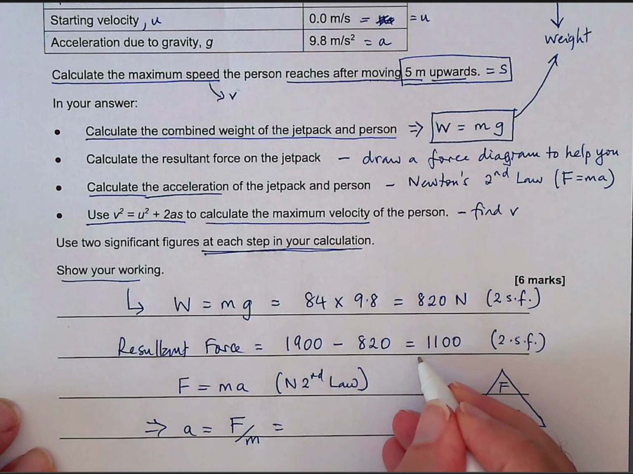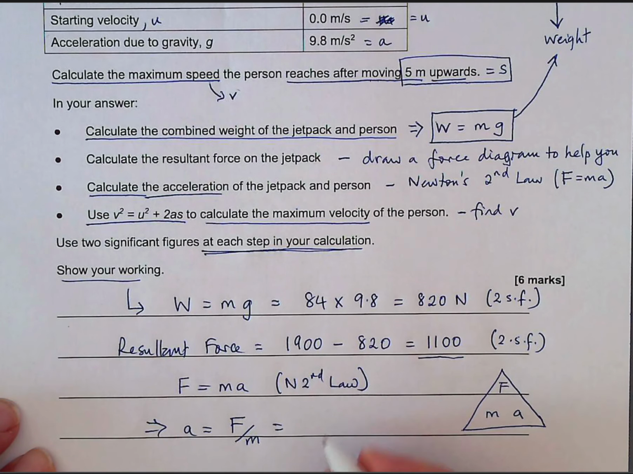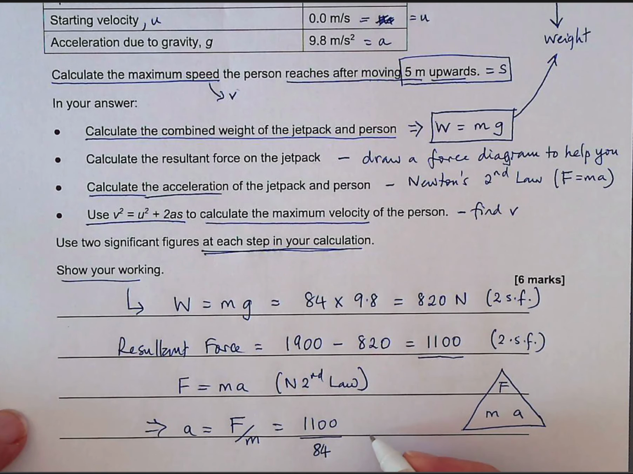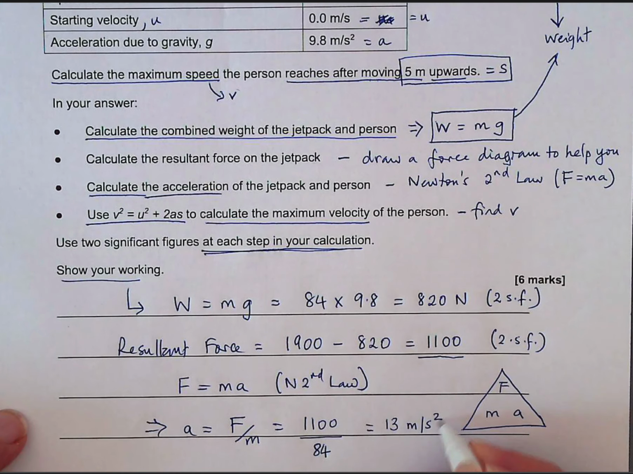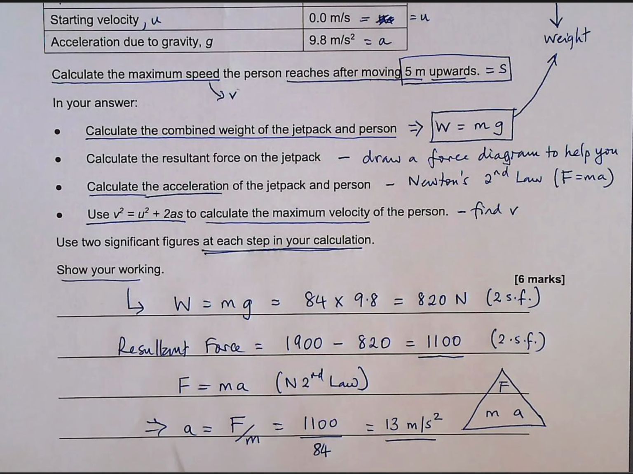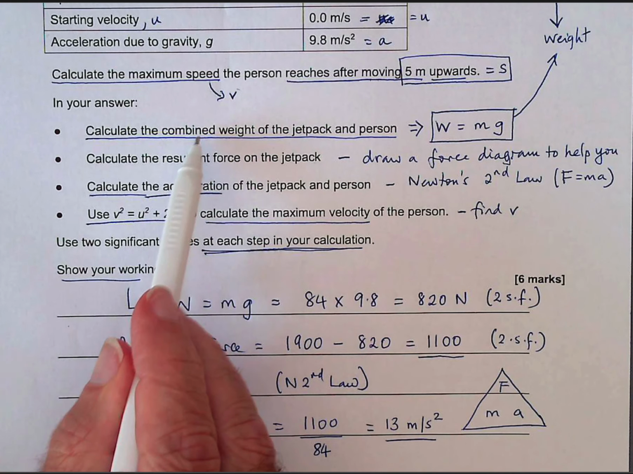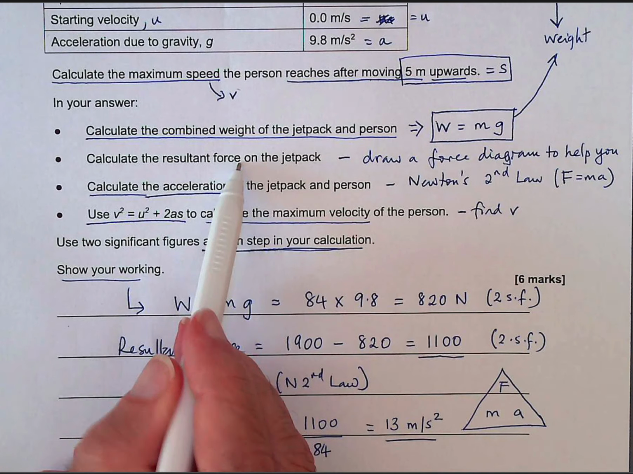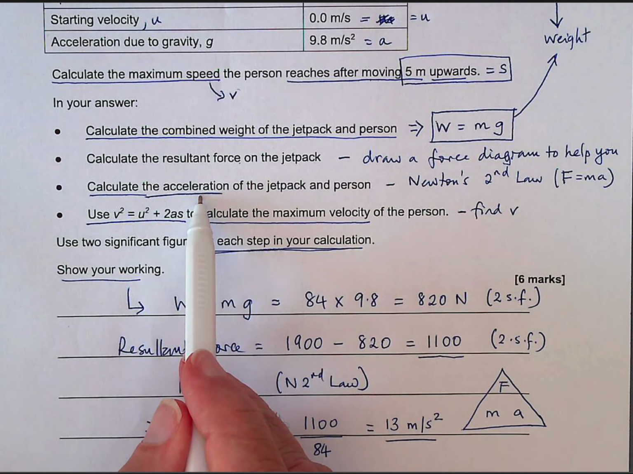The unbalanced part of the force is 1100 newtons from part 2, 1100. Divide that by the mass, which was 84 kilograms, and that gives you, to two significant figures, approximately 13 meters per second squared. So the acceleration is 13 meters per second squared. So we've done the weight, we worked out the resultant force, and we've now calculated the acceleration.